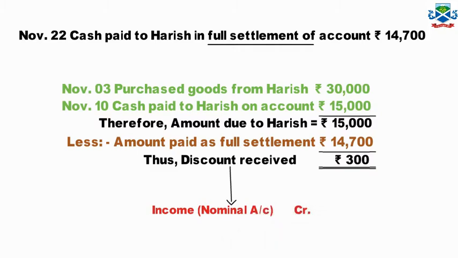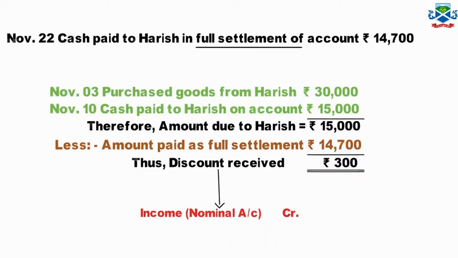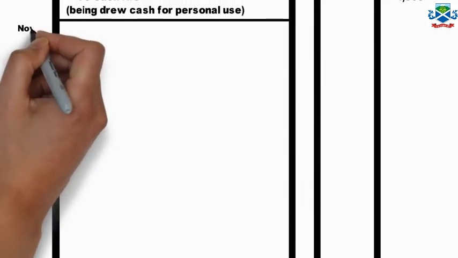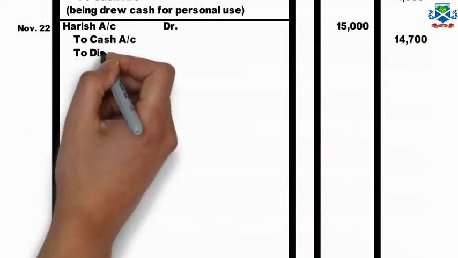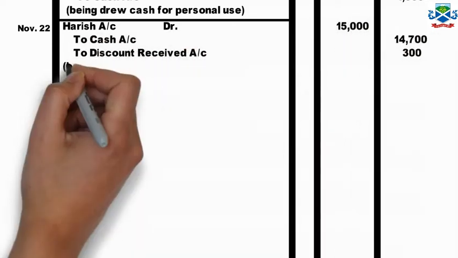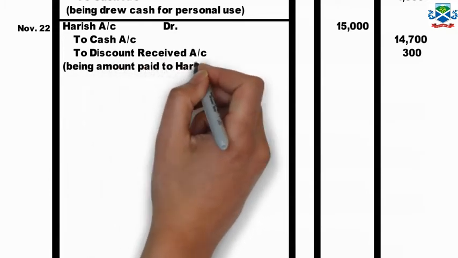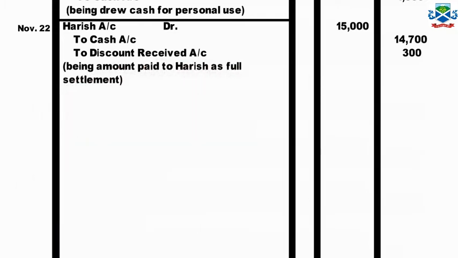So our journal entry will be: cash paid to Harish, Harish is the receiver, so Harish account debit 15,000, the total money due, to cash account 14,700, to discount received 300. That is amount paid to Harish as full settlement.